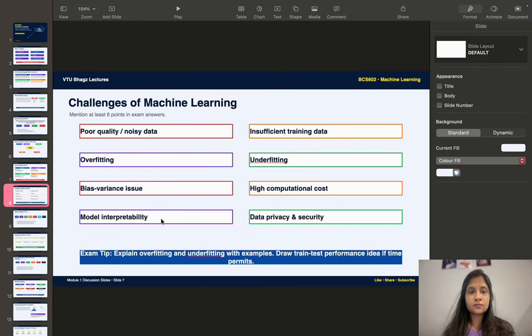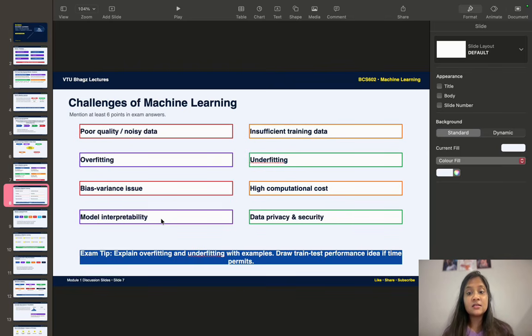Next is challenges of machine learning. Very, very important. Even this question is repeated. So here, explain the challenges of machine learning. Machine learning has many challenges. The first challenge is poor quality data. If the data contains noise, missing values, or errors, the model may give wrong results.